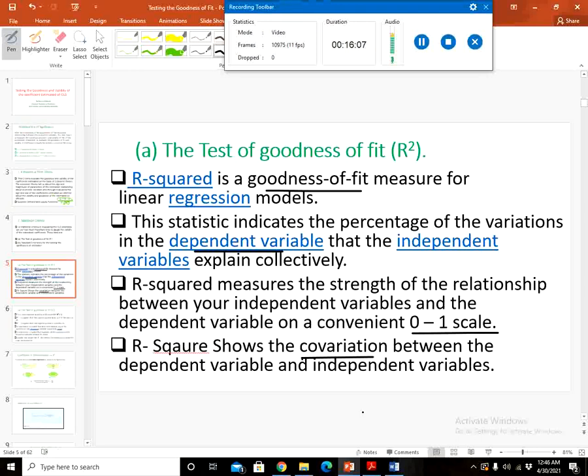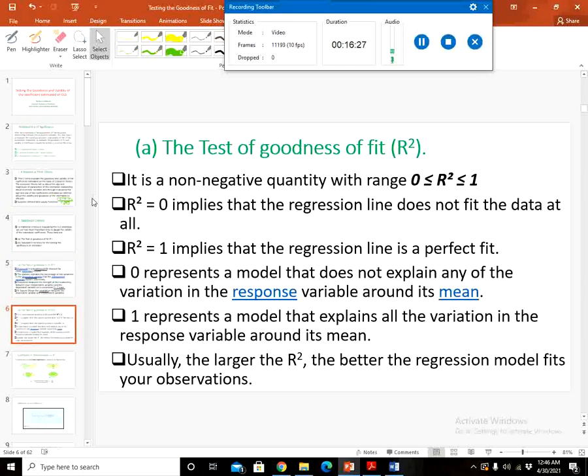The larger the quantity of the common variation between the dependent variable and independent variables, the higher will be the R-square, and the lower the common variation among the dependent and independent variables, the lower will be the R-square, and the model will be a loose fit or not a good fit. Again, what is R-square? R-square is a non-negative quantity with range between 0 and 1.